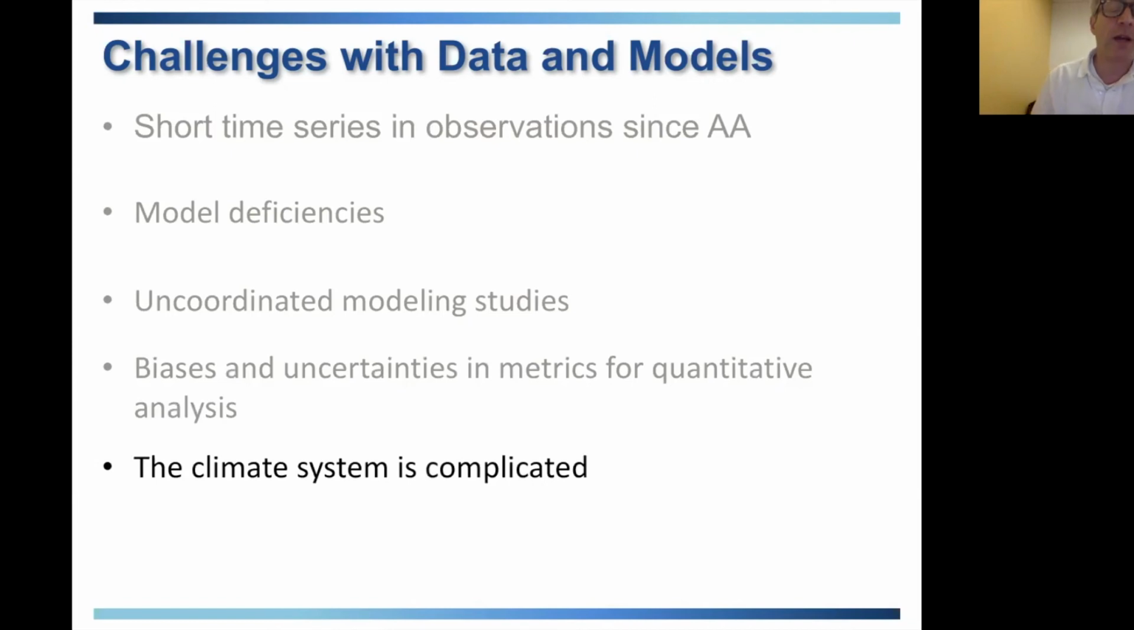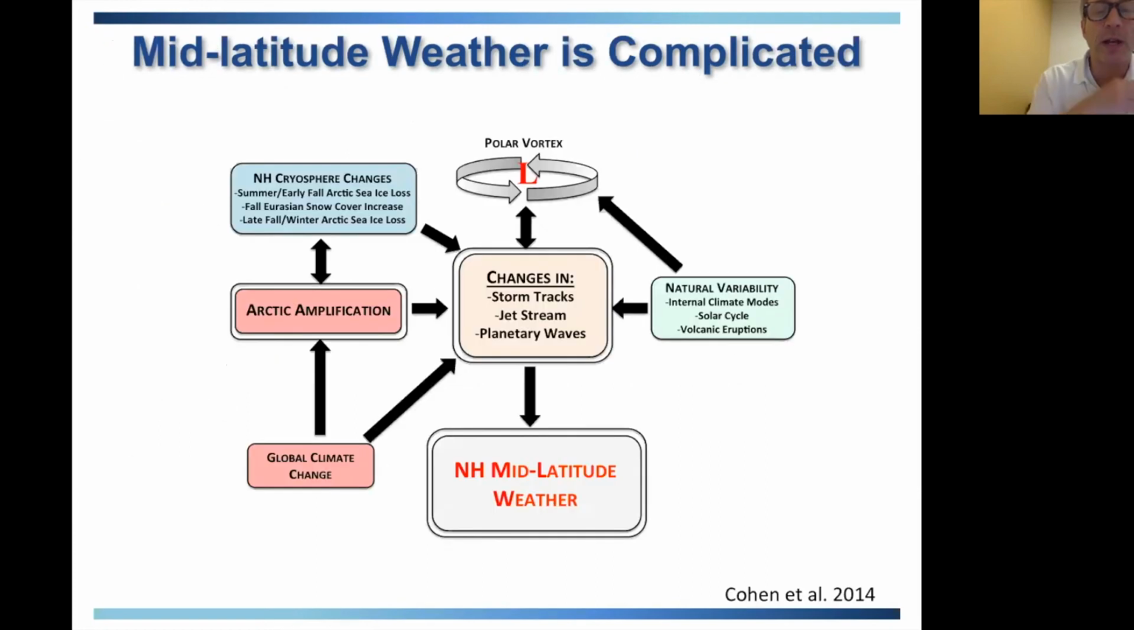And just finally, the climate system is very complicated. It's just again another cartoon showing all the different things that do influence, or potentially influence, the mid-latitude weather, here being Arctic amplification, this box over on the left. But there's other parts of climate change going on, changes in the cryosphere, changes in the jet stream, and there's a lot of natural variability. And the natural variability, certainly in the mid-latitudes, is quite large. So I think that ends my portion of the talk, and it segues into Gudrun's talk.